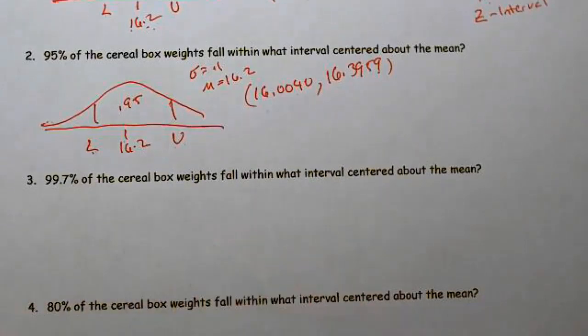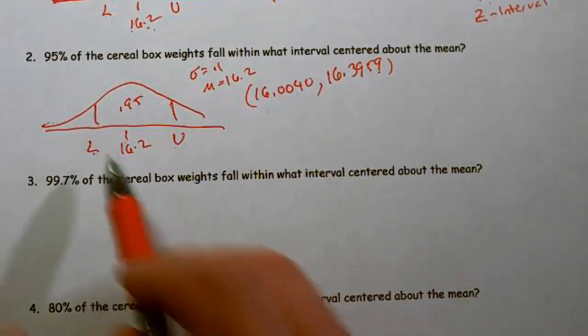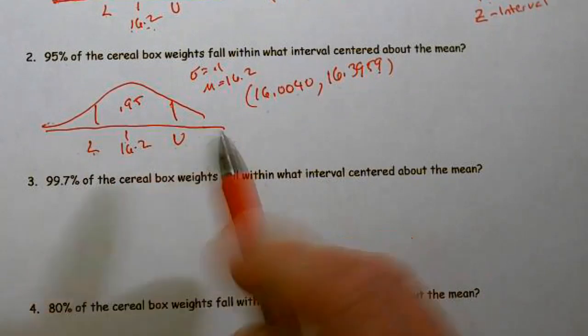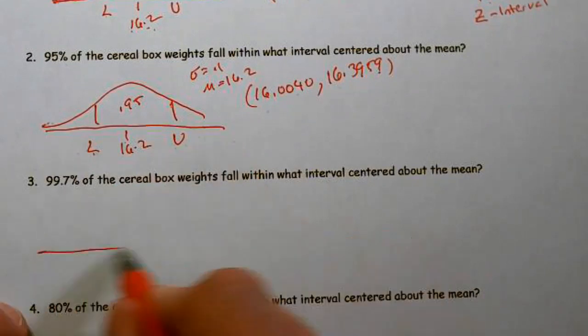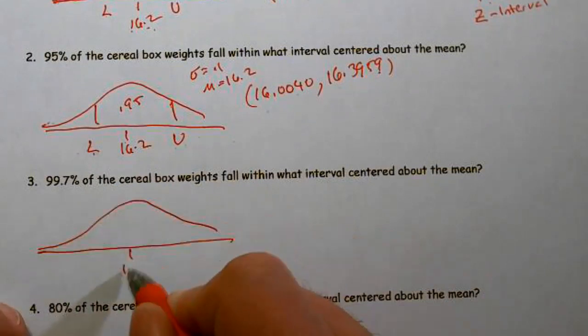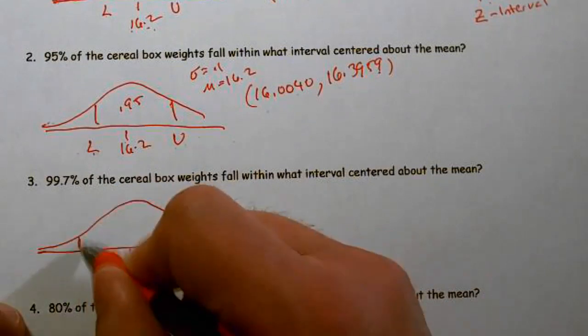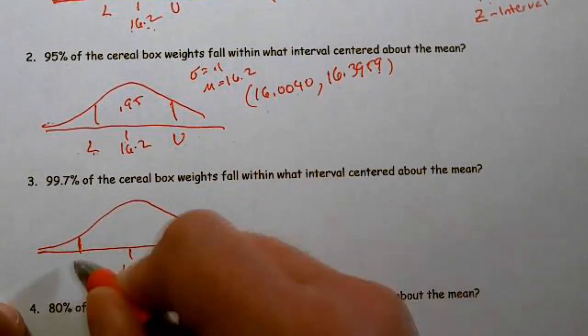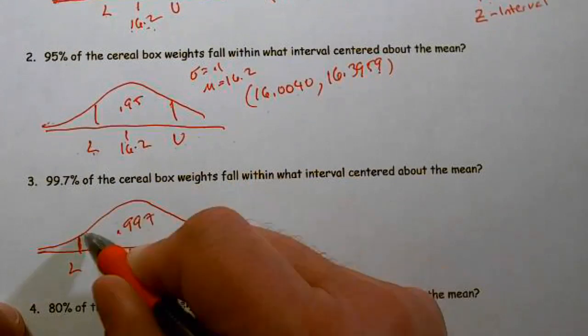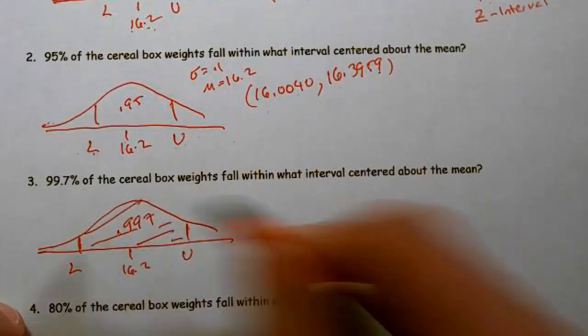99.7. So here we're looking at about plus or minus 3 standard deviations. All right. So we should be a little lower than this one and a little higher than this one. When we're done, let's draw a picture. 16.2. Lower, upper, and this is 0.997. And what we're finding is this area right here.